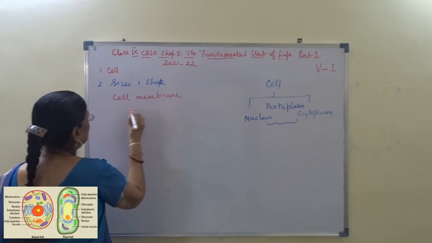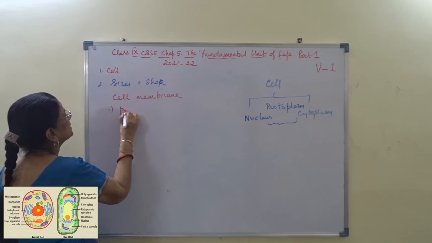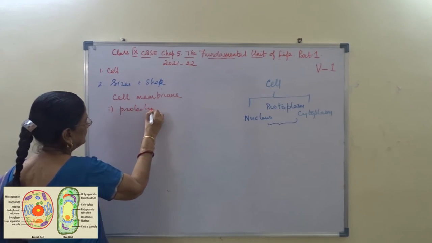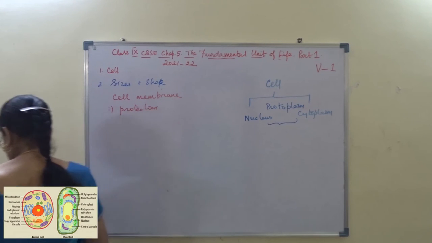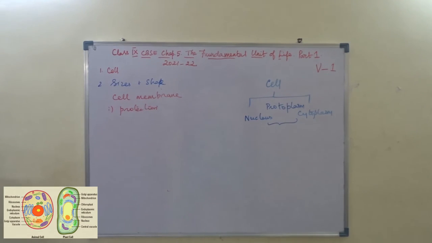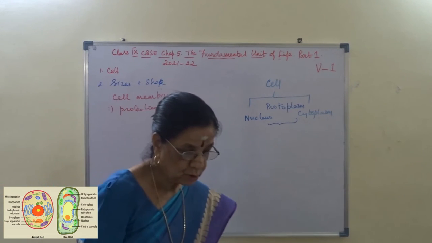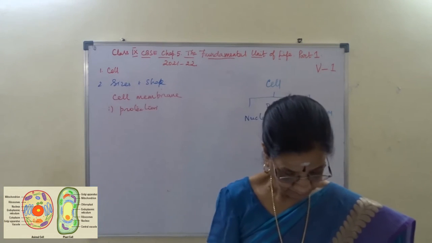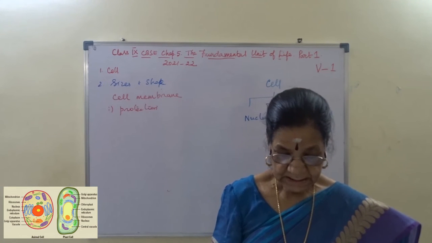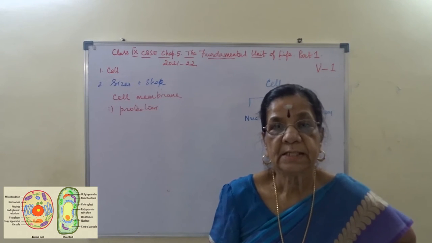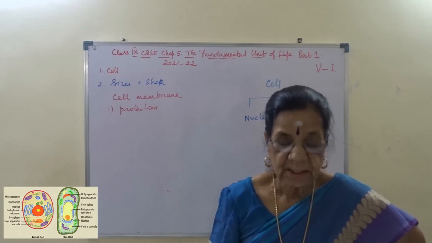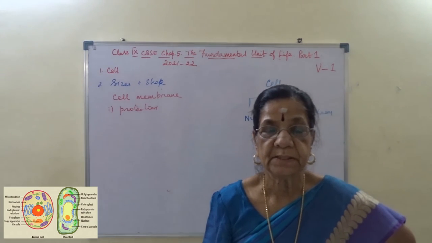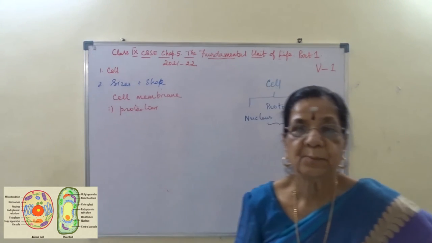First, it forms the protecting outer layer. So here, the outermost covering of the cell that separates the content of the cell from its external environment is called the cell membrane.